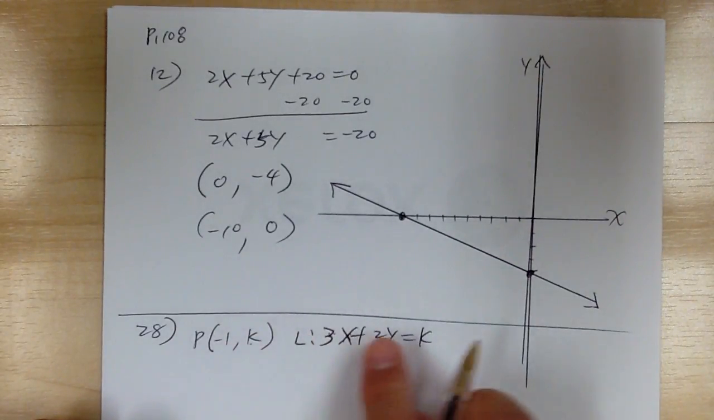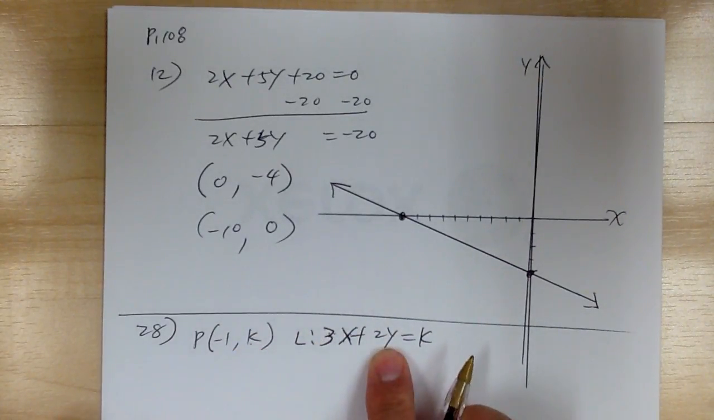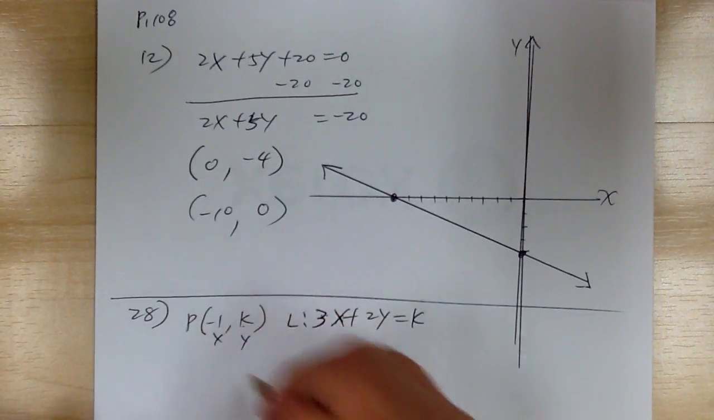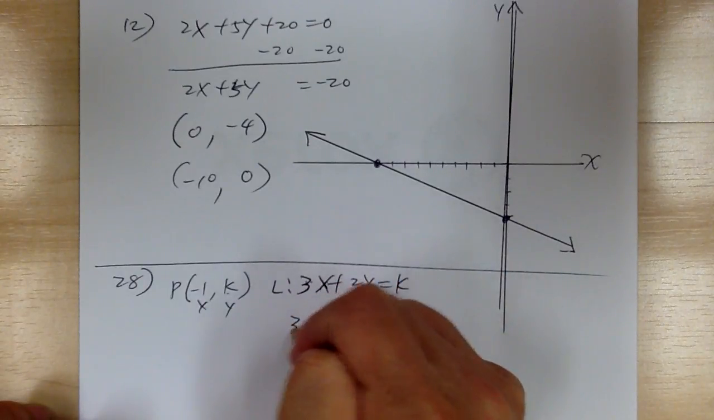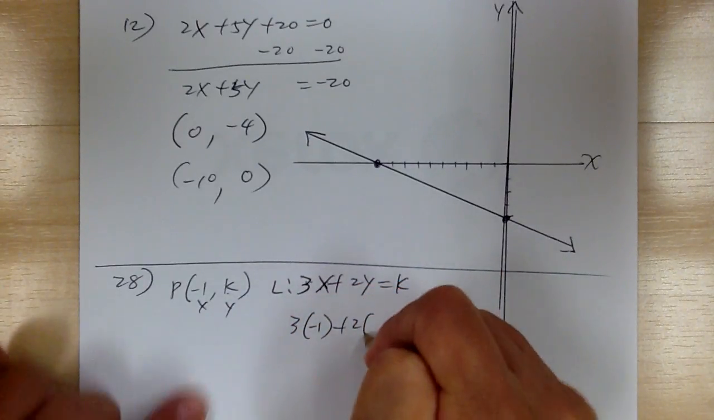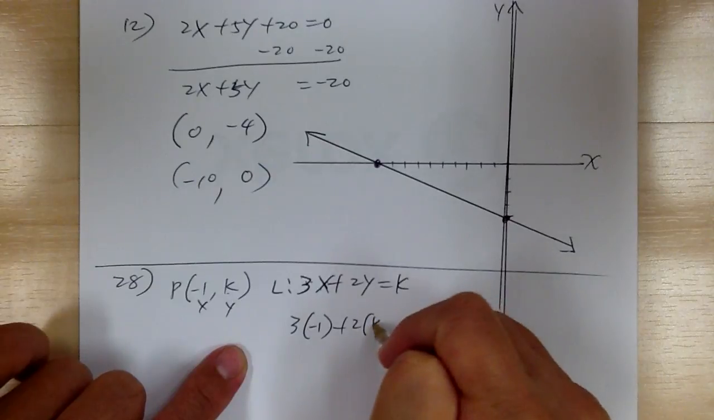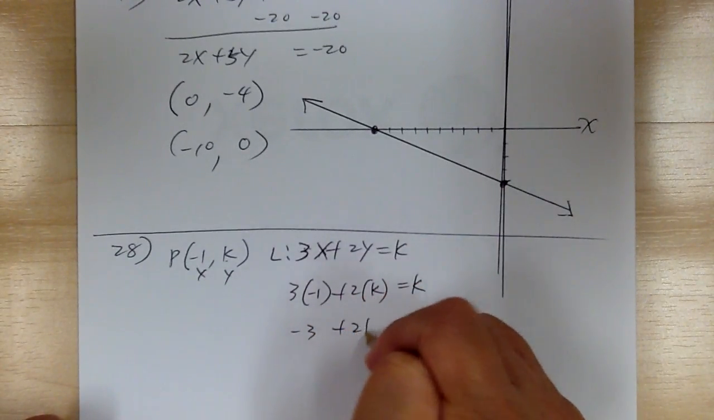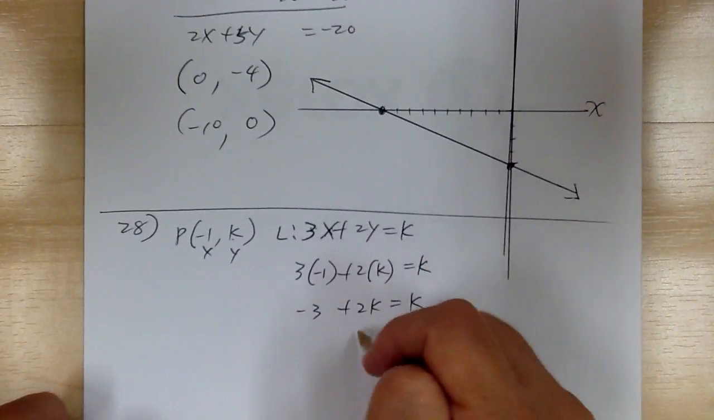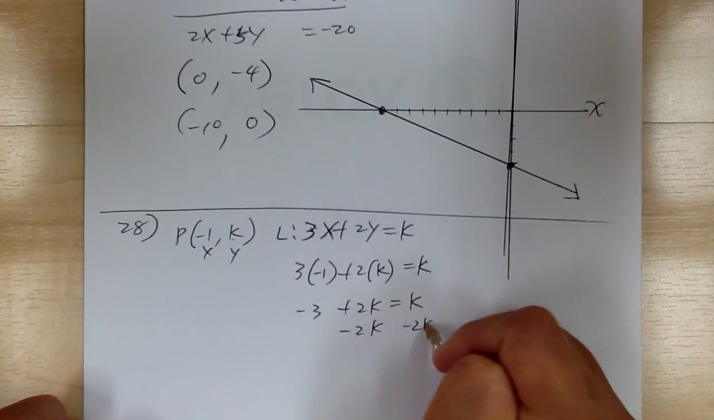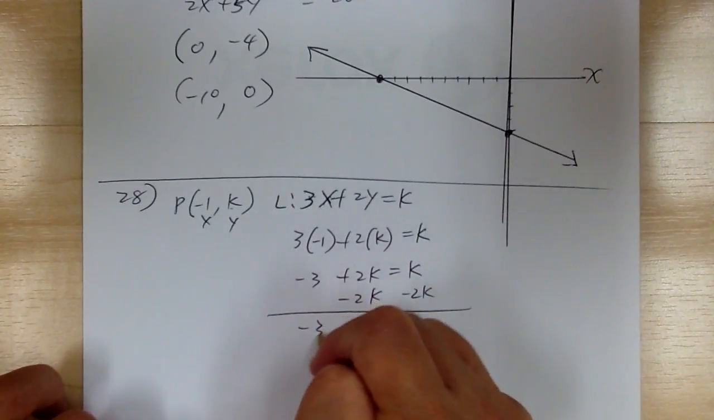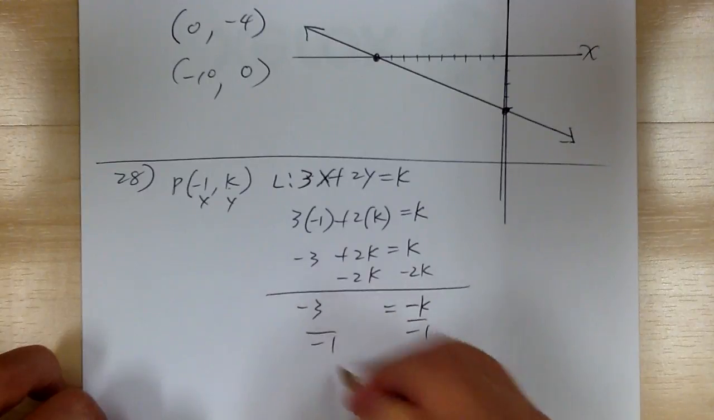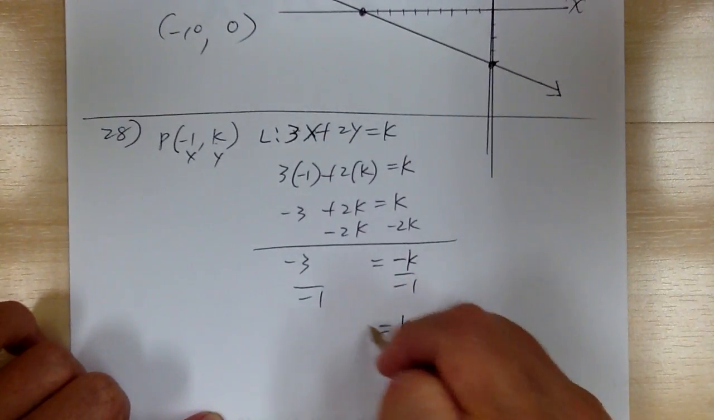Now, if this point is on this line, that means when you put this in here, it will work. So basically you substitute this into here. That's your x and the y. So you substitute, and you get 3 times negative 1 plus 2 times k equal to k. So you got negative 3 plus 2k equal to k. Minus 2k, minus 2k. All these are basic algebra solving. So you're going to get negative k. Then you divide by negative 1, divide by negative 1. So k equal to 3.